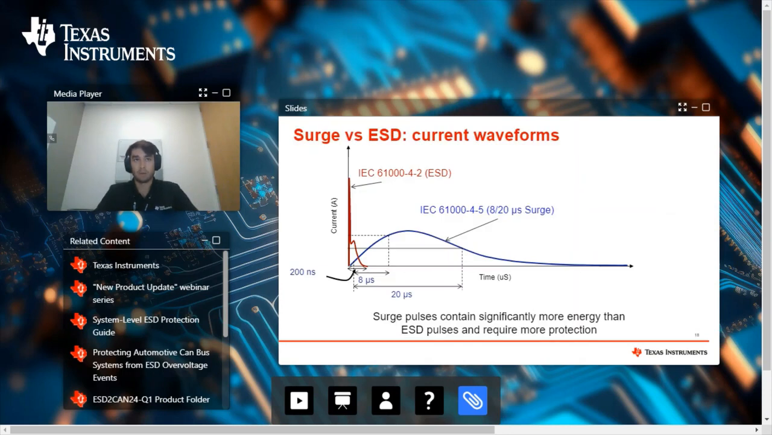And now going over surge versus ESD. My main point here is just that surge pulses are going to contain significantly more energy than an ESD pulse, and this is due to the much longer pulse width of the surge pulse. The ESD will have a higher peak, but it will only have a duration of about 100 nanoseconds, while surge will last about 20 microseconds.